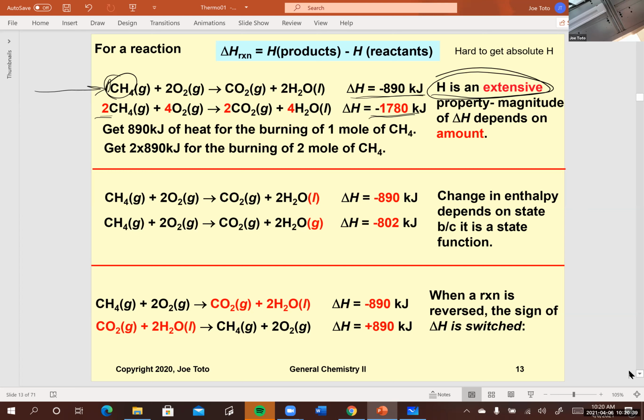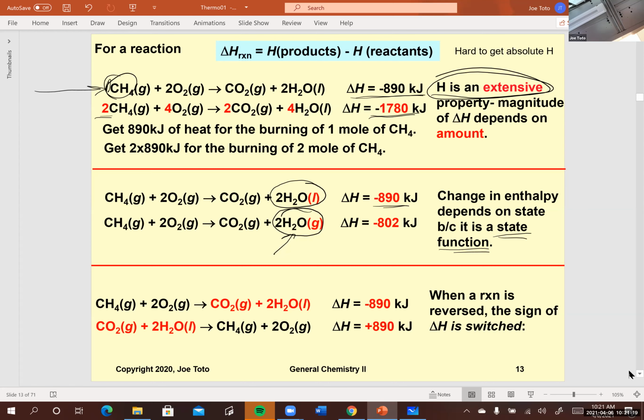All right, what's this next property show down here? It shows that enthalpy is a state function. Remember, it just matters what state it's in. That's the energy content that you get. So if I have a reaction that produces liquid water, I'm going to get a certain amount of energy out from that reaction, as opposed to a reaction that produces gas. That's a different state, and it's state dependent.